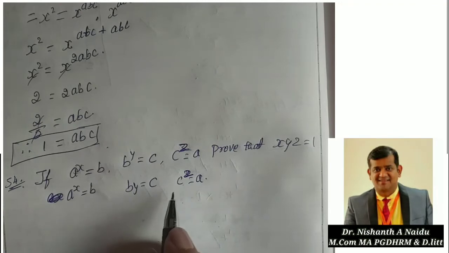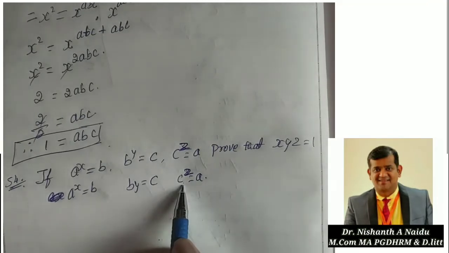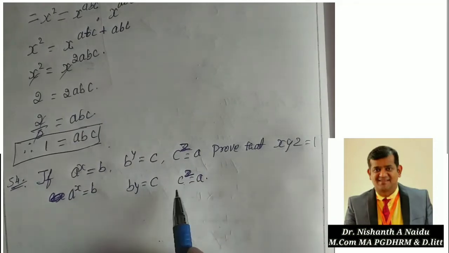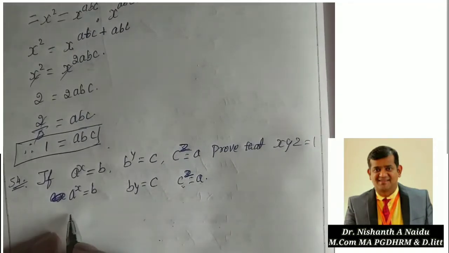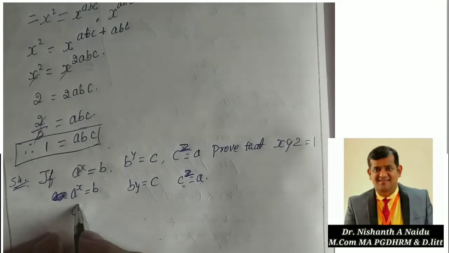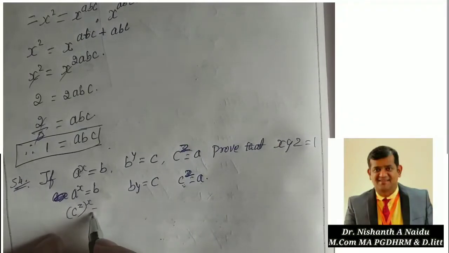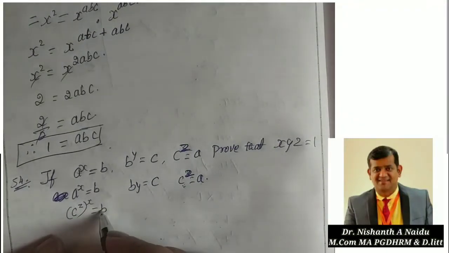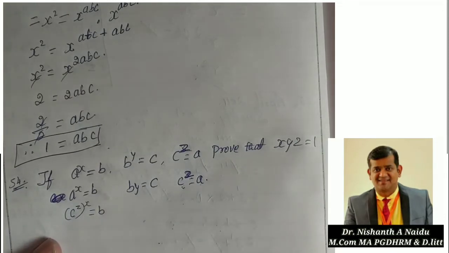If that is the case, a to the power of x can be written with a equals c to the power of z, correct? So I am bringing this in this place. So what I am doing: c to the power of z, whole power x equals b. Or you can call it b dash also, but I am writing it as b.